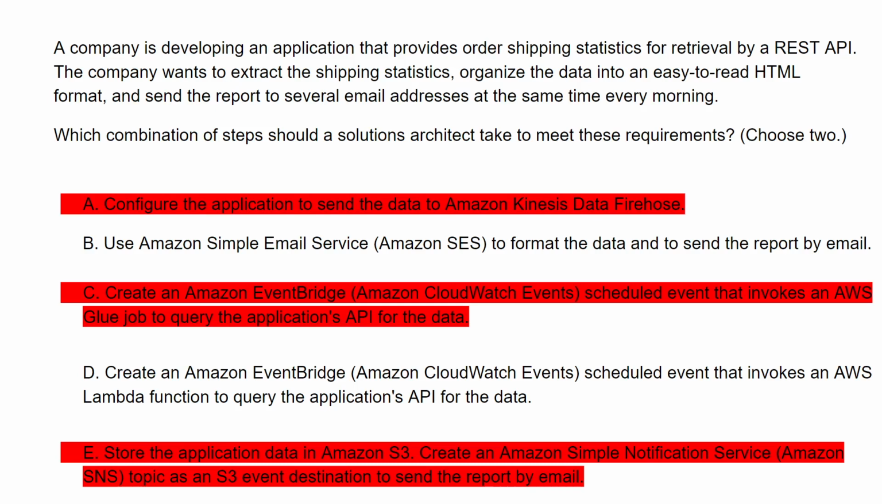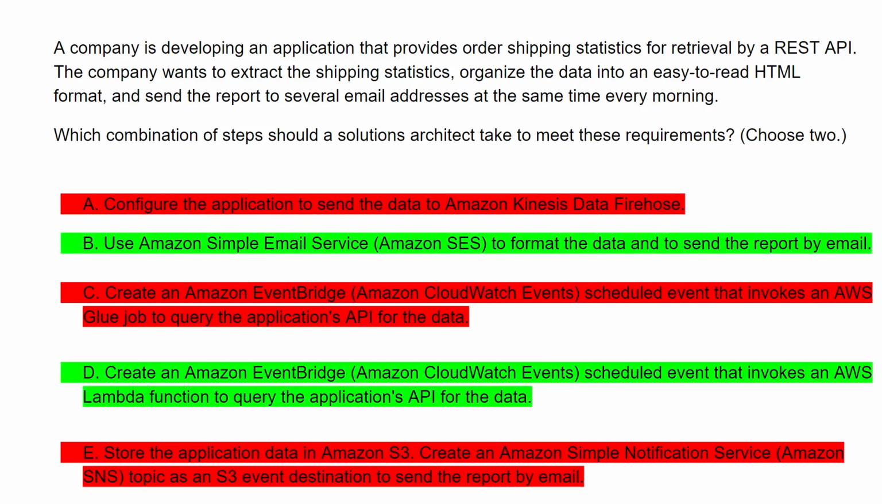This leaves options B and D as the only options left standing. And if we check it over, we can see that it is indeed viable because SES can create HTML format reports and send emails, and Lambda can query the API for the data.